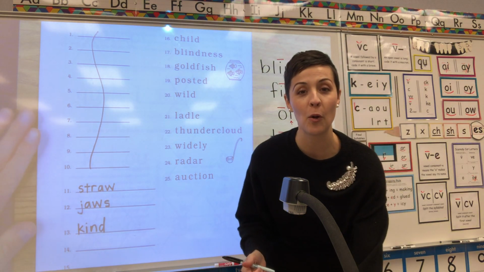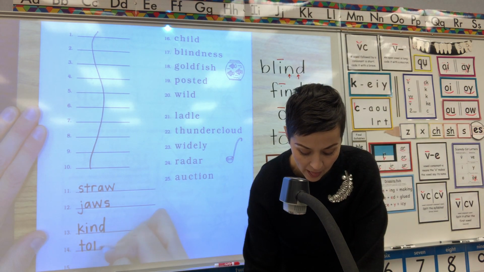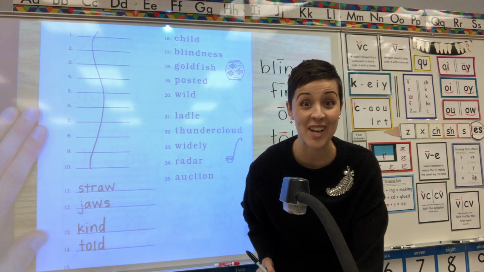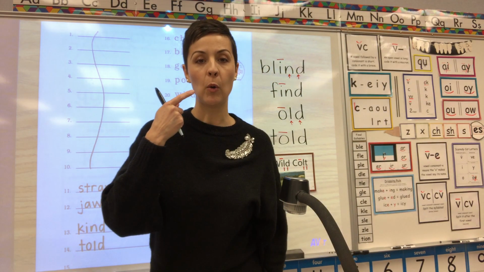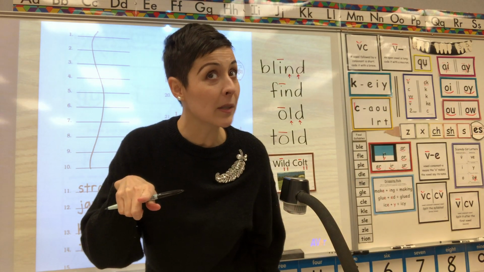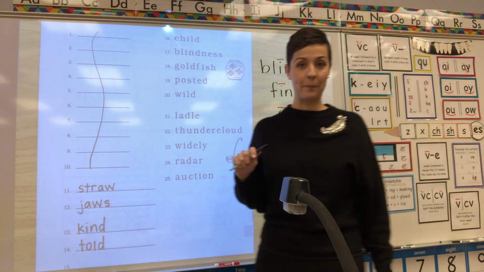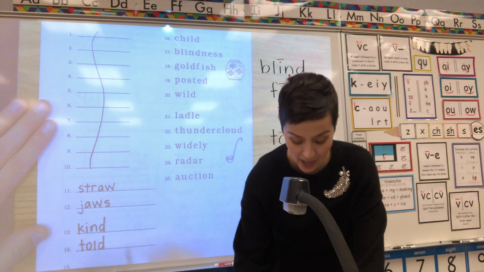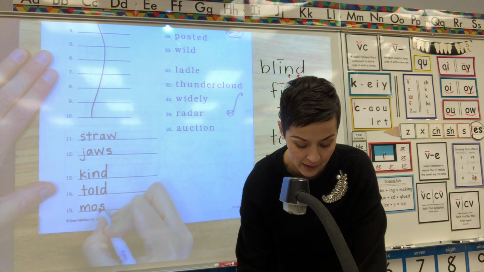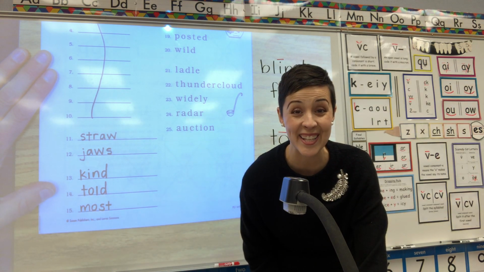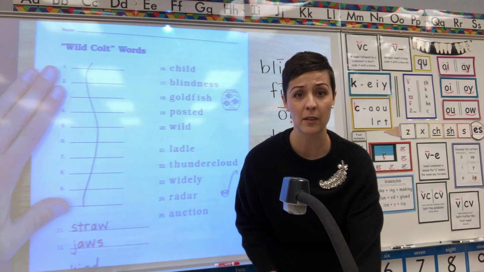Okay, spell told, starting T. Ready? T-O-L-D. Nice job, told. Number 15, spell for me the word most. What word? Most. Okay, spelling most, starting M. Ready? M-O-S-T. Nice job, most. Oh my goodness, we are already ready for coding, so here's what I want you to do.